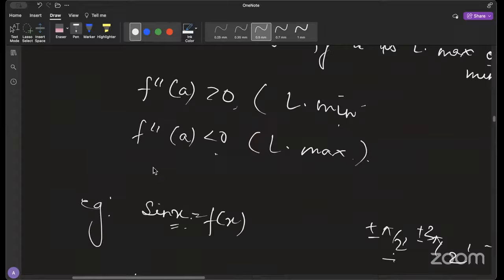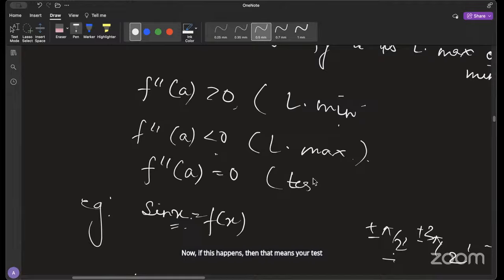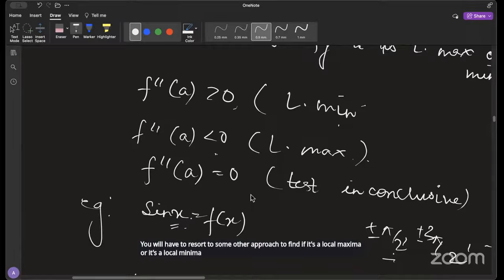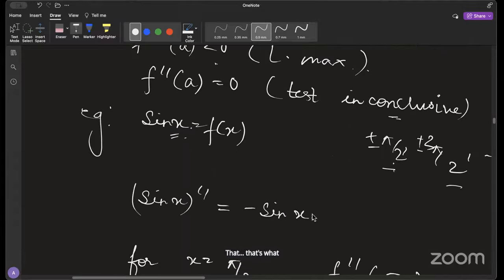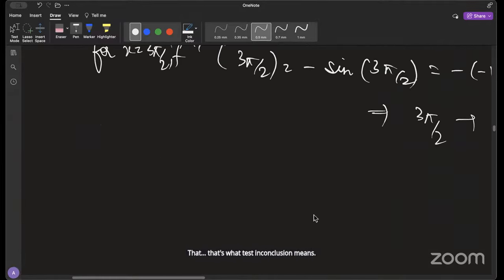Now there's a third case, where what if your f double dash a is 0? If this happens, that means your test is inconclusive. Test inconclusive means you can't say. You will have to resort to some other approach to find if it's a local maxima or a local minima or a saddle point. This test is not enough to find that. That's what test inconclusive means. Is that okay?